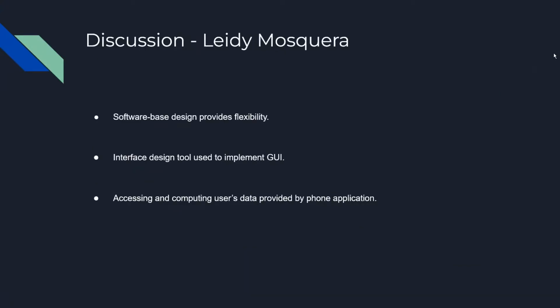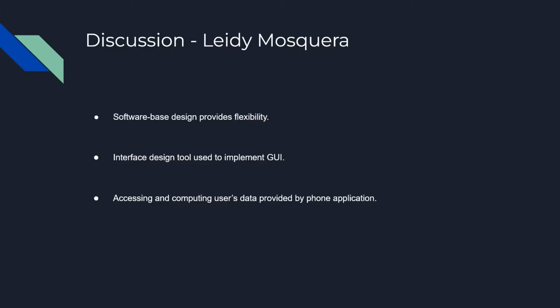Thank you, Kevin. My name is Lady Mosquera, and I will be discussing our team discussion. As a team, we needed an approach to make this project accessible to all of us, and a software-based design providing accessibility. This is why we use Figma, which is an interface design tool that we use to implement our graphical user interface.